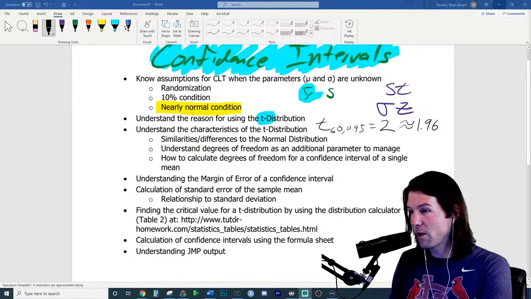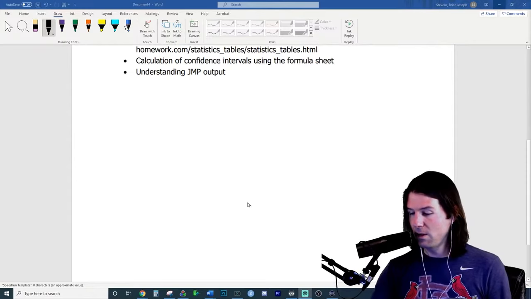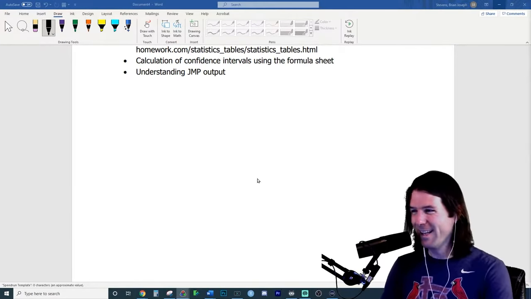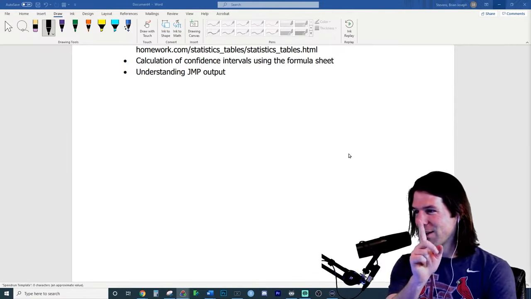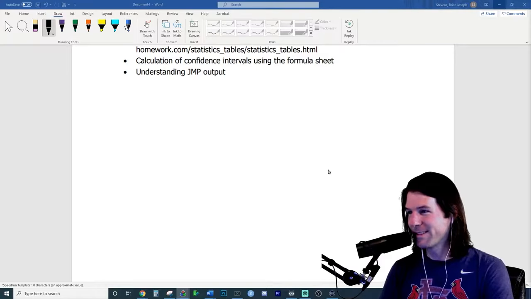Understand the margin of error for a confidence interval. When it comes to the margin of error for a confidence interval, you know what? I'm going to go back to my speedrun. Here we go. Oh, sorry, it's loading. Here it goes. Is it not going to do it? Now it'll do it.